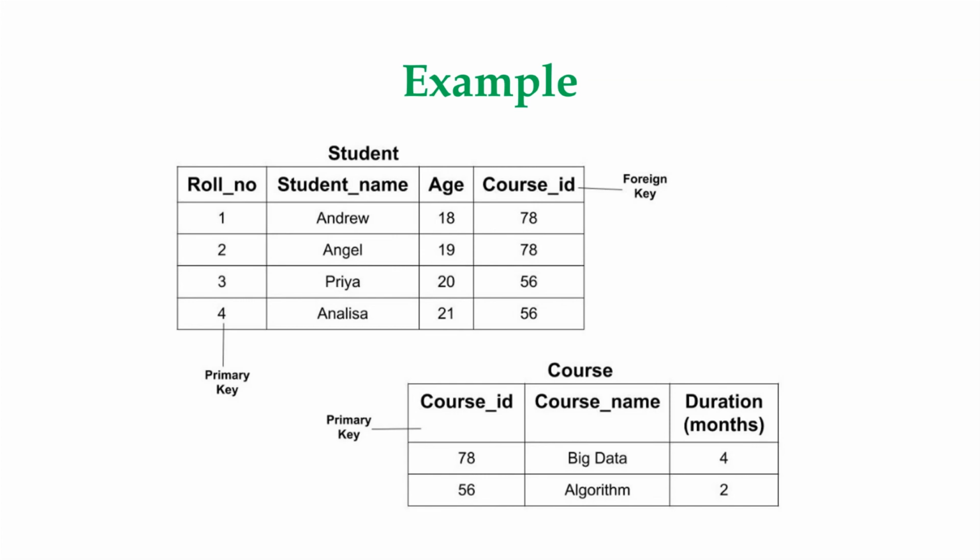So, I cannot update the course ID value without the knowledge of the primary key of the course. For example, the primary key of the course contains two key values, 78 and 56. So, except 78 and 56, no other value can be inserted into the student table. If I try to insert some other value like 60, then it will show me an error. Such errors can be avoided by using this referential integrity constraint.